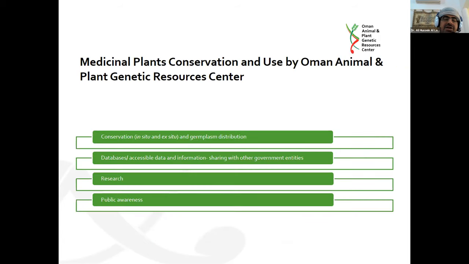So what is the research the center is doing for conservation? The center, in fact, has two issues. It's working on in situ conservation, but mostly on ex situ, which I will describe in another slide. And of course, we share information on the distribution of the hotspots and plant species with other entities and governments. For example, we share it with the Supreme Planning entity in the country. We do research, and we also do public awareness and communication to the public.